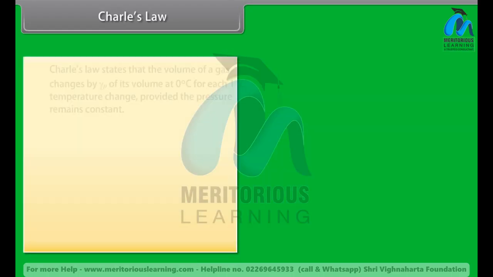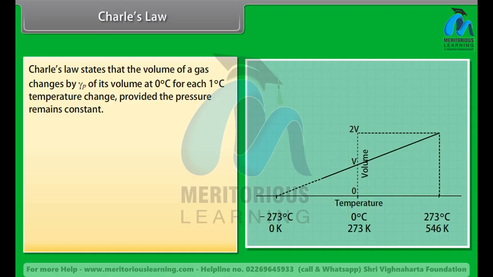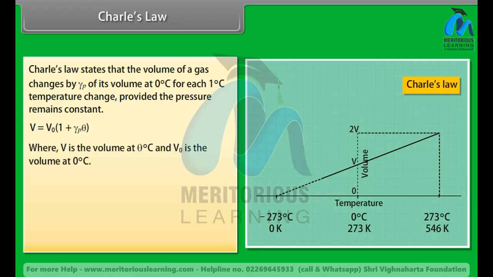Charles' law. Charles' law states that the volume of a gas changes by gamma P of its volume at 0 degree centigrade for each 1 degree centigrade temperature change, provided the pressure remains constant. V is equal to V naught multiplied by 1 plus gamma p theta, where V is the volume at theta degrees Celsius and V naught is the volume at 0 degrees centigrade. The above relation can be written as V is equal to V naught multiplied by 1 plus theta upon 273.